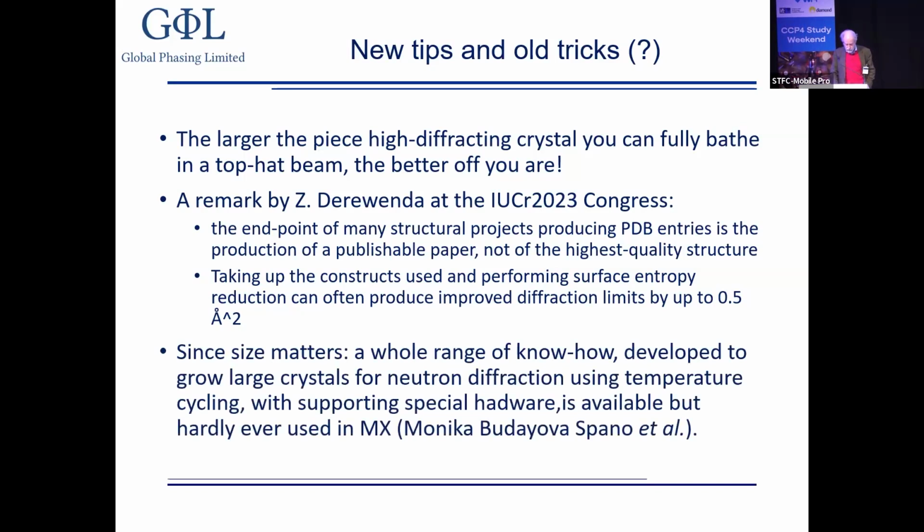And then since we are talking about size, the people who grow crystals for neutron diffraction have long been using methods that we don't use because we grow crystals at constant temperature. But there is a whole procedure of temperature cycling, which is available in the paper that I quote here. There is even hardware to go with it that makes it possible to grow larger crystals if you want to.